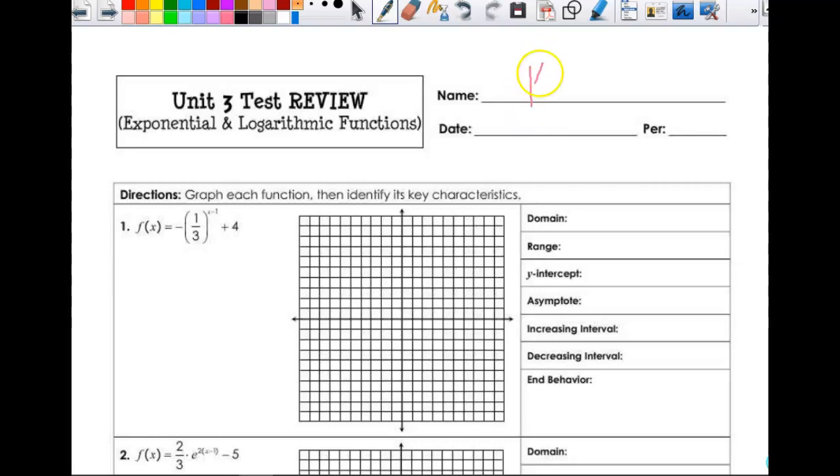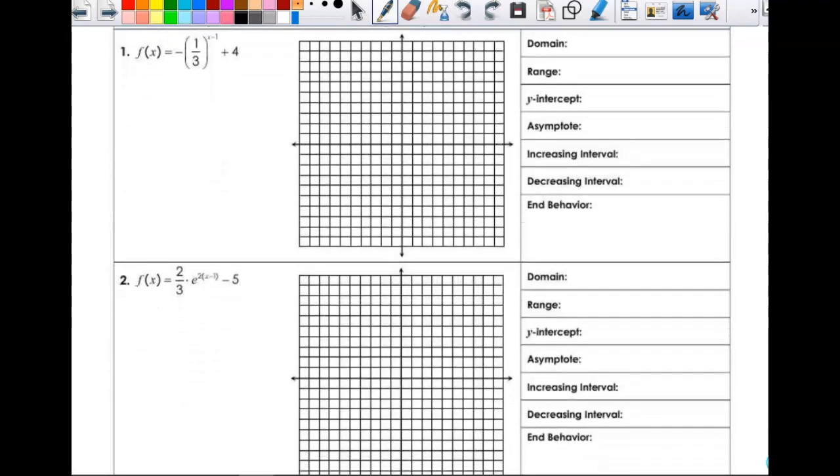Alrighty, here is your key to the review. I'm going to start out by graphing exponentials. What I always expect here is that you write the parent function. So the base of that exponential is 1/3 to the x power. Your little sketch: it is decay because that's a 1/3, so it looks something like that.